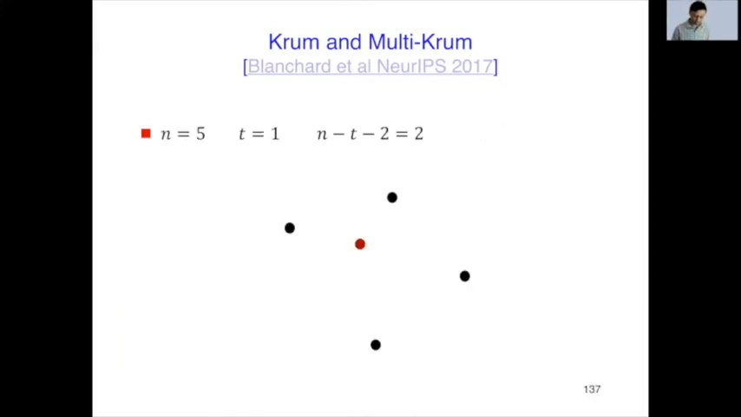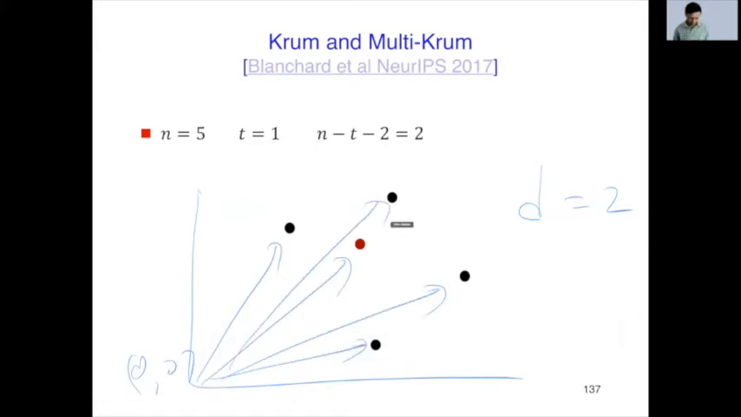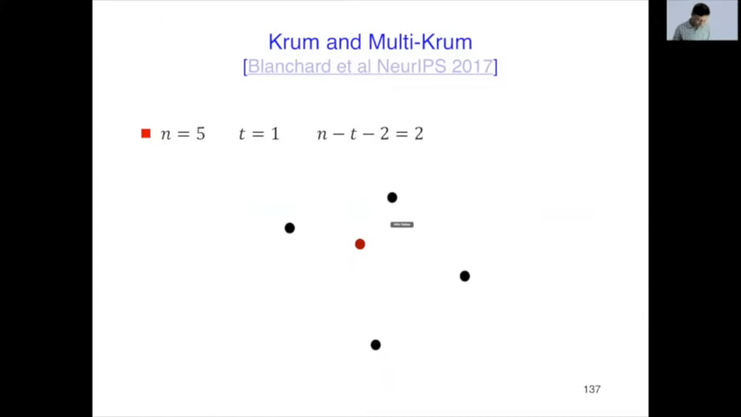So here's a simple example of this. Suppose n equals 5 and t equals 1, so n minus t minus 2 is equal to 2. And there are 5 gradients where the dimension is 2, so it's in a plane. If this is the origin, then this is the first gradient, and this is another gradient. These are all vectors pointing that way, okay? The distance between these two gradients is just the length of this segment. The distance between these two gradients is the length of that segment, and so on.